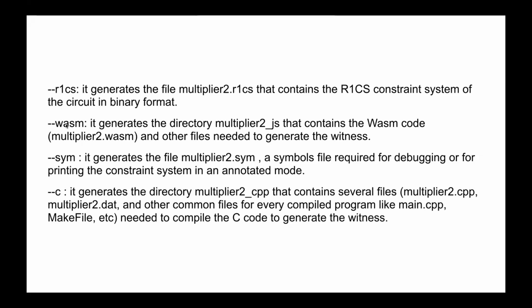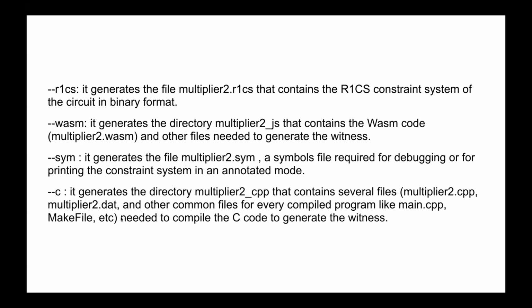The second thing is we also need WebAssembly code. This is basically used together with our constraint system to generate the necessary witness, which will act as input for us to generate and verify our proof. That aspect is handled by SnarkJS, but all of the inputs needed by SnarkJS are generated by compiling my circuit. Then there is a symbols file, which is required for debugging. It's good to have it.